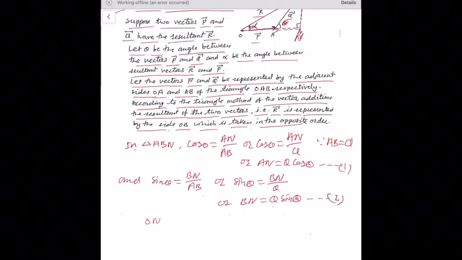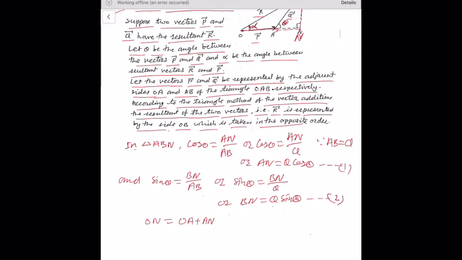Further we can write ON is equal to OA plus AN from figure. Here it is ON is equal to OA plus AN. So OA P plus AN from equation first, Q cos theta. Clear?